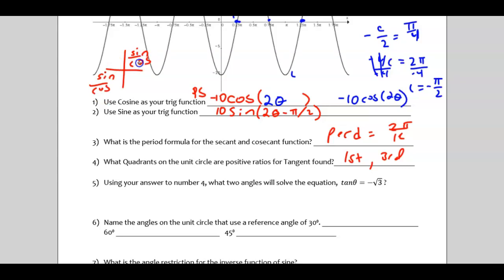Well, over here, everything's positive. So positive sine over positive cosine is positive. Right? Right here, everything is negative. So negative sine over negative cosine is still a positive. So first and third quadrant.